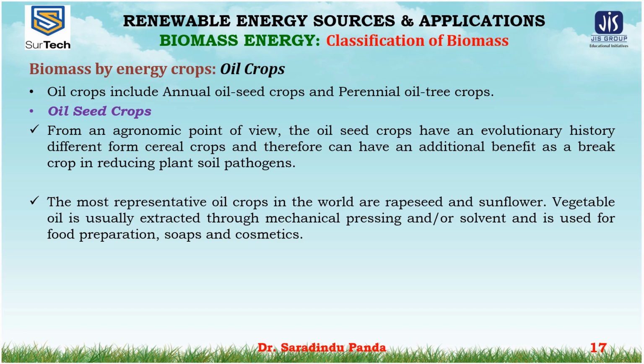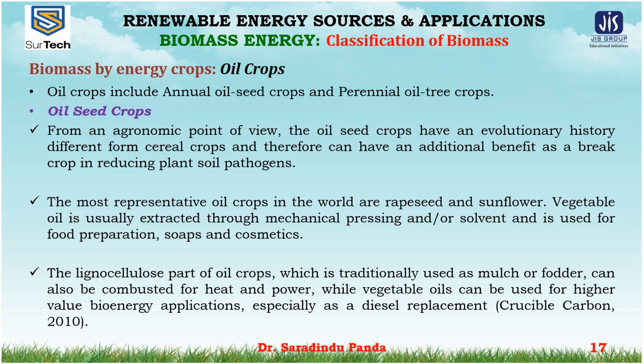The most representative oil crops in the world are rapeseed and sunflower. Vegetable oil is usually extracted through mechanical pressing and or solvent and is used for food preparation, soaps and cosmetic preparations also. The lignocellulose part of the oil crops, which is traditionally used as mulch or fodder, can also be combusted for heat and power, while vegetable oils can be used for higher value bioenergy applications, especially as a diesel replacement.